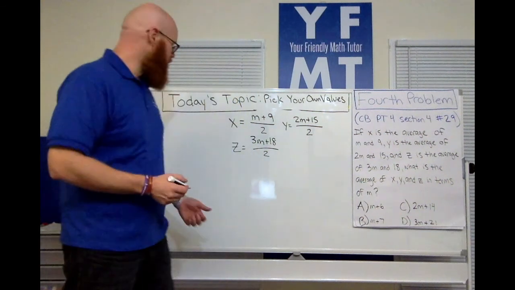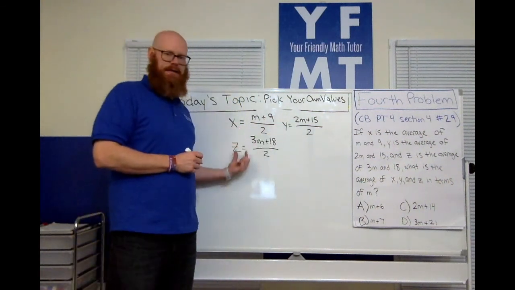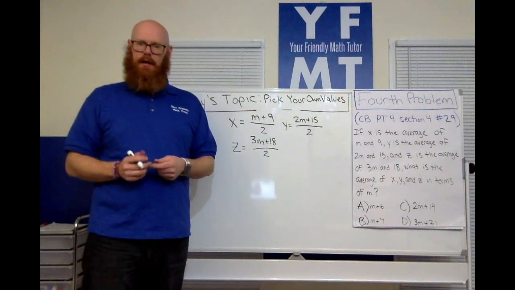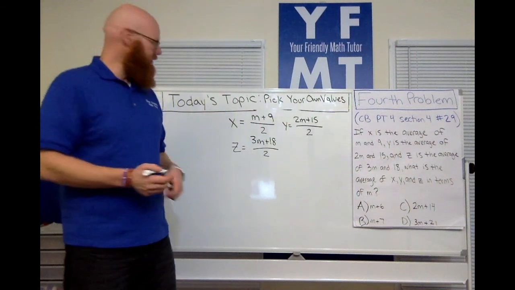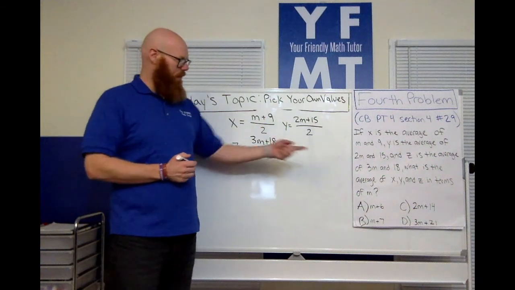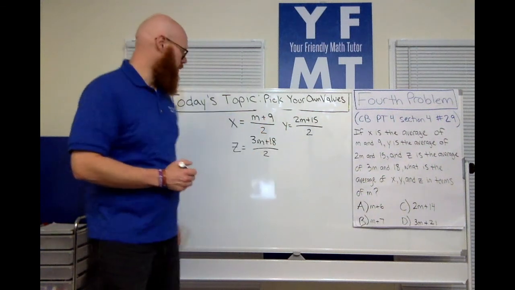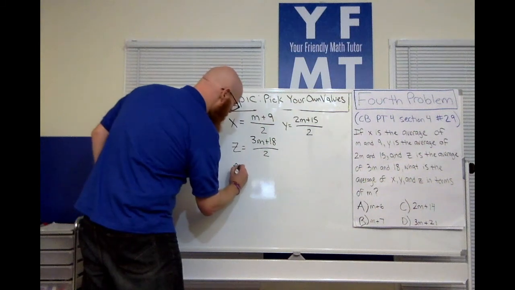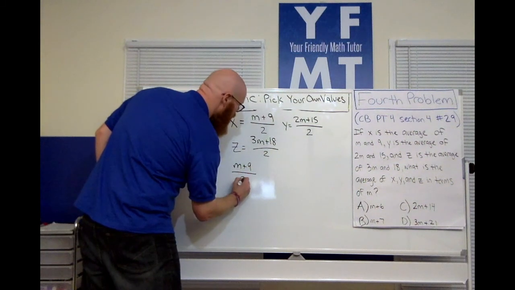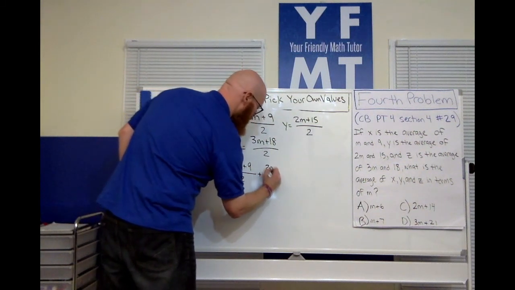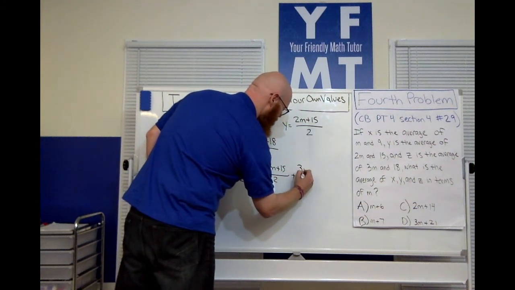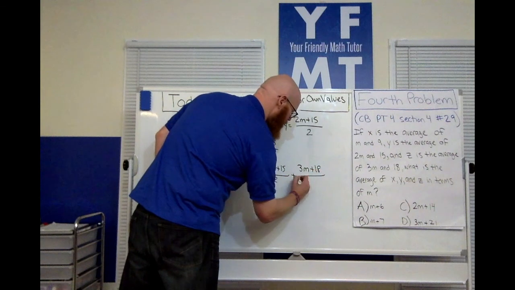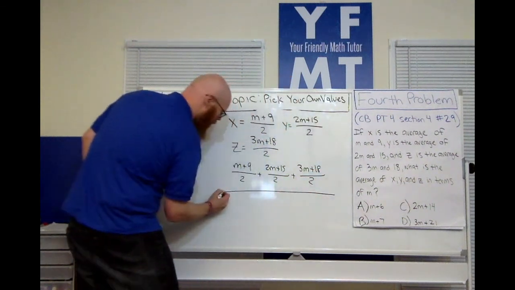So what I'm going to do is simply add up x, y, and z and divide by 3, because there are 3 values there. But instead of writing x, y, and z, I want them all in terms of m. So I'm simply going to write (m plus 9) over 2 plus (2m plus 15) over 2 plus (3m plus 18) over 2, all over 3.